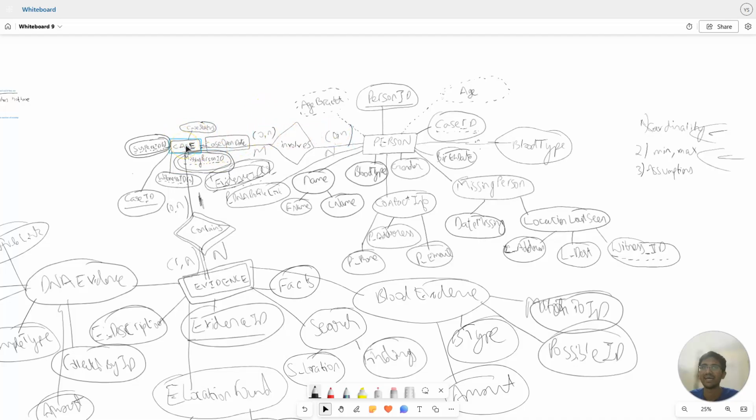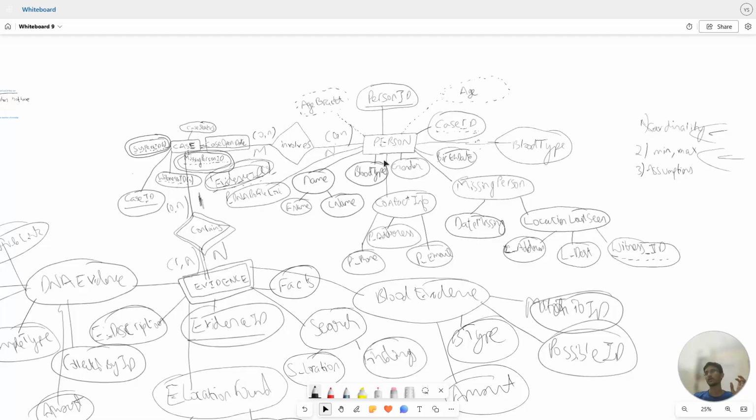So a case, right? When I'm entering a case record, how many times does it have to be involved with a person? I'm entering a case in a database, and I could enter a case in a database and it does not have to involve a person. I'm just entering it, but I don't know which exact person is linked to it. So I'm saying 0, and I'm giving the maximum n. It could be linked to an n number of people.